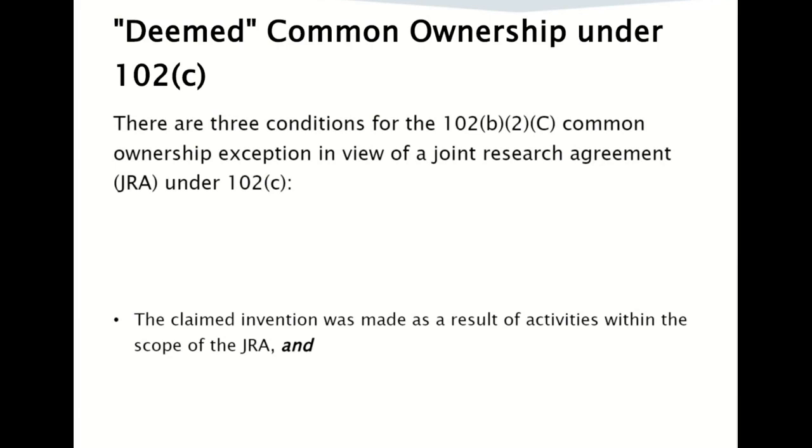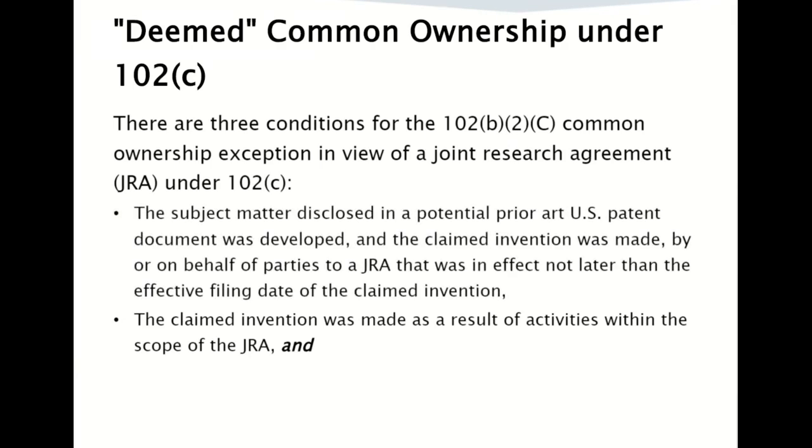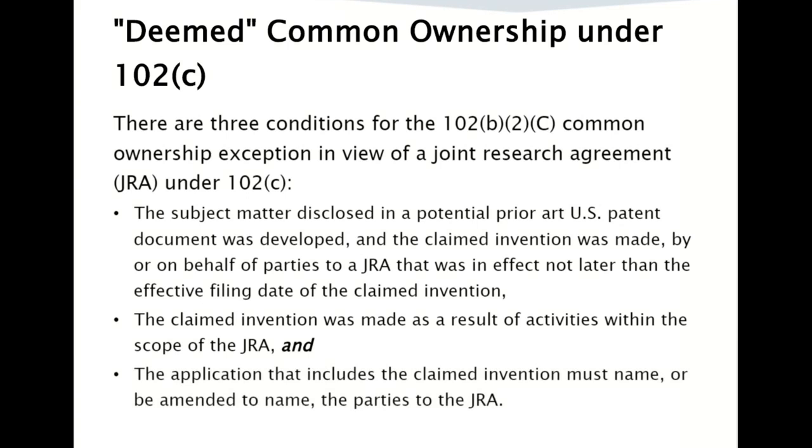Second, two questions of who. Did one or more parties to the JRA develop the subject matter disclosed in a potential prior art U.S. patent document? And did one or more parties to the JRA make the claimed invention? Fourth, what? Was the claimed invention made as a result of activities within the scope of the JRA? And finally, a formality. Does the application that includes the claimed invention name, or will it be amended to name, the parties to the JRA?